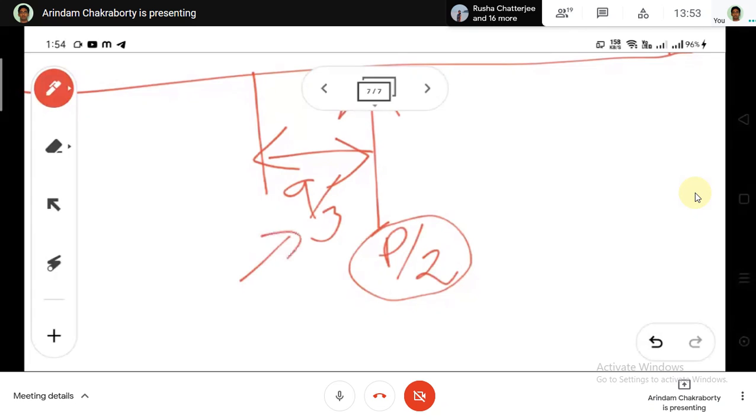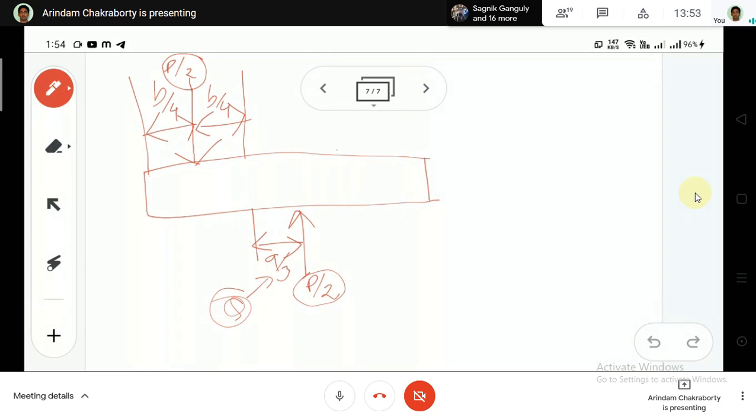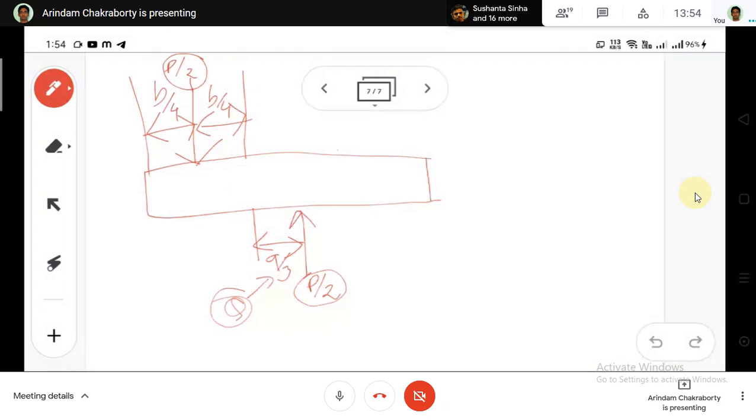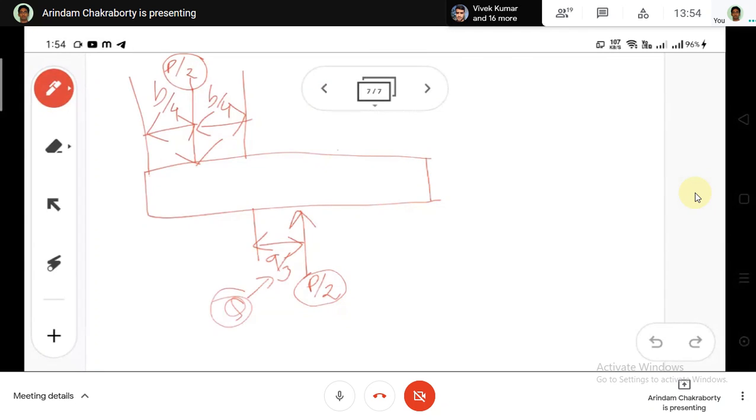I have just written it in a simpler form. It is nothing but the value of q. Fine. Now you are asked to find out the moment. What will you do? You are asked to find out the moment. How can you find the moment? So what you can do is go for the section formulas.